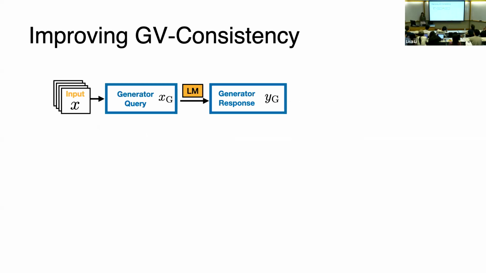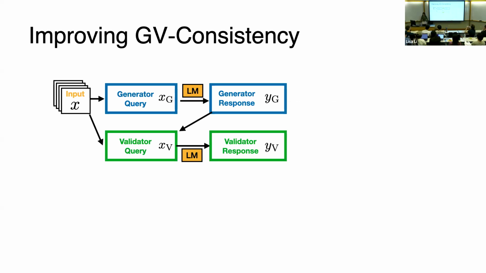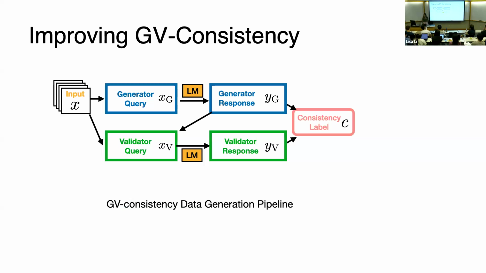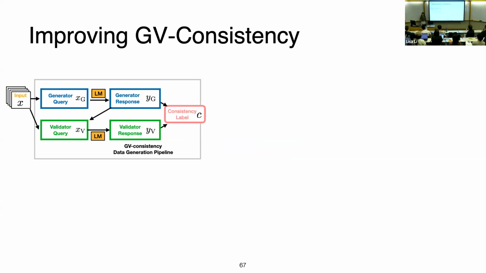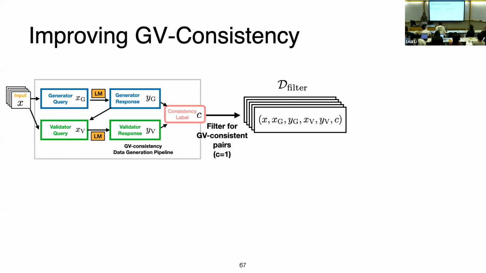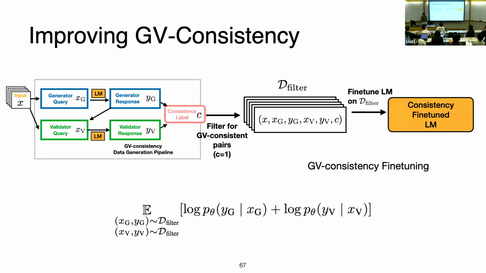Here's how it works. The first step is data collection. Given a set of input questions X, we pass each through a generator query to get the generator responses. Then we construct the corresponding validator query and use the same language model to get their validator response. Then we check for consistency between the generator and the validator responses and assign them a label C. Now that we have collected all the data, we filter to only keep examples that are GV consistent and use this data for fine-tuning. And this is the fine-tuning objective.